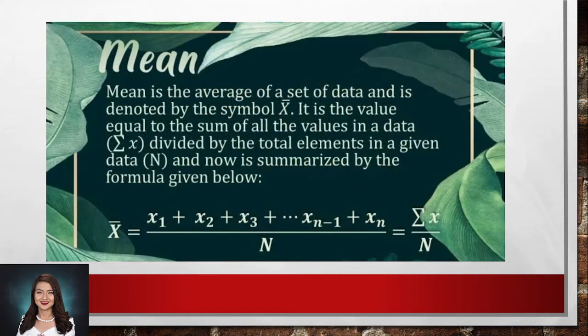Mean is the average of a set of data and is denoted by the symbol X with a bar on top. It is the value equal to the sum of all the values in a data, or the summation of X divided by the total number of elements in a given data, or the N, and is summarized by the formula given below. So mean is equal to the summation of X all over N.